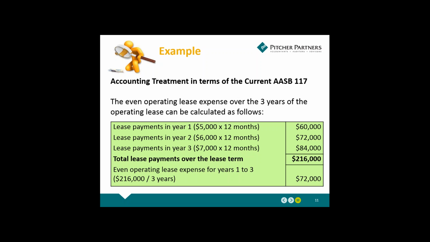So that's the even expense. In year 1, we're paying a little bit less. In year 3, we're paying a little bit more, but an even expense. So what we expect to see in the profit and loss or in the statement of comprehensive income is an operating lease expense of $72,000. We do not expect to see an asset in the statement of financial position. We do not expect to see a liability in the statement of financial position. Obviously, we'll have a cash flow, and the cash flow would be the actual cash flow amount, so 60,000 in year 1 and 72 in year 2 and 84 in year 3.